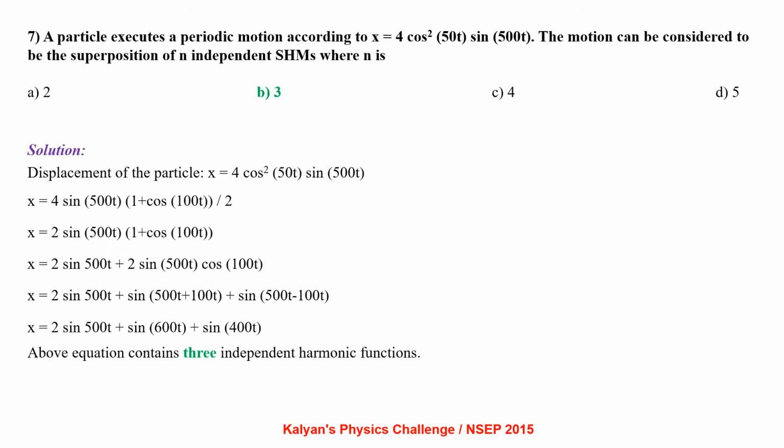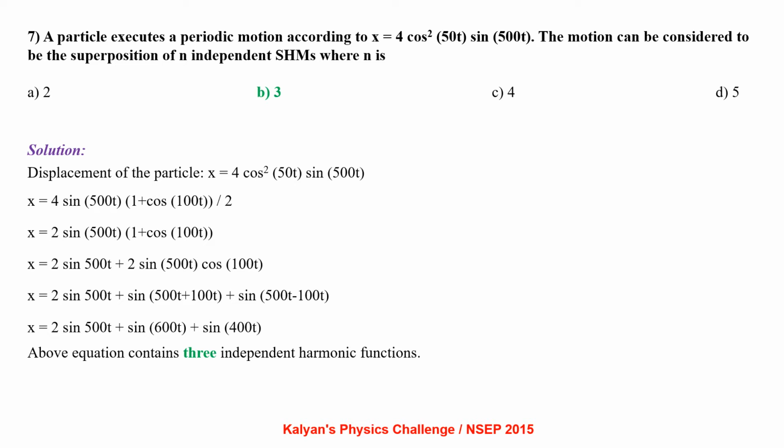A particle executes a periodic motion according to x equal to 4 cos square 50t sin 500t. The motion can be considered to be superposition of n independent SHMs, where n is. Displacement of the particle x equal to 4 cos square 50t sin 500t.